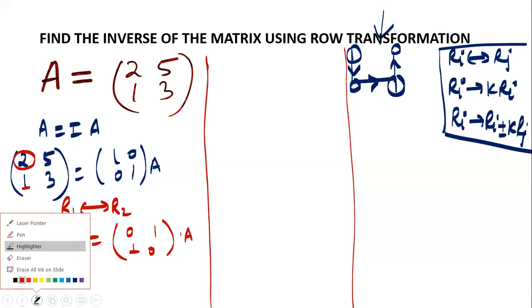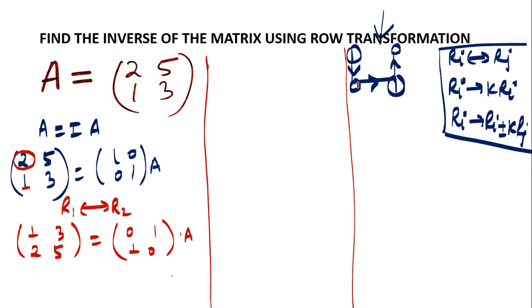Then next step. What would be my next step? According to this pattern, I'll make it 0. For this, I can write, if I multiply R1 by 2 and subtract from R2, I will get 0. I can write R2 arrow R2 minus 2 R1. R1 will remain as it is. No change in R1. This will become 2 minus 2, 0. And 5 minus 6, multiplying it by 2, that is 6, it will become minus 1.